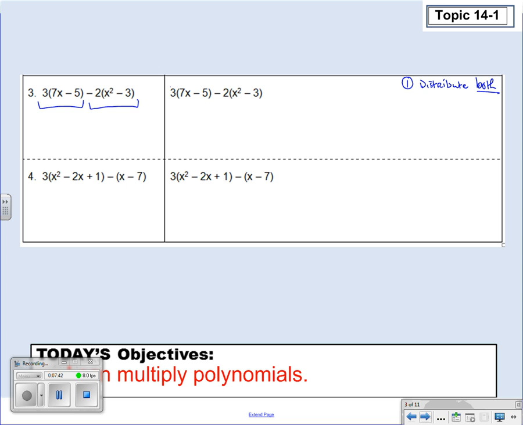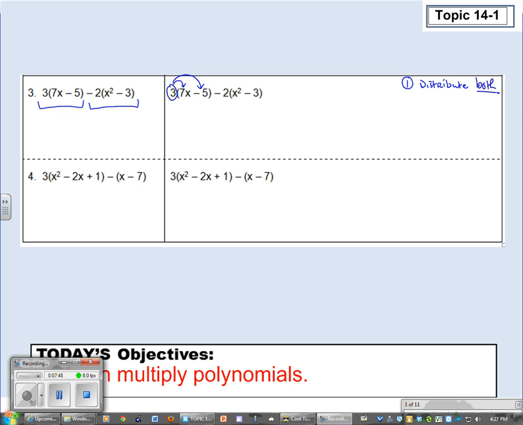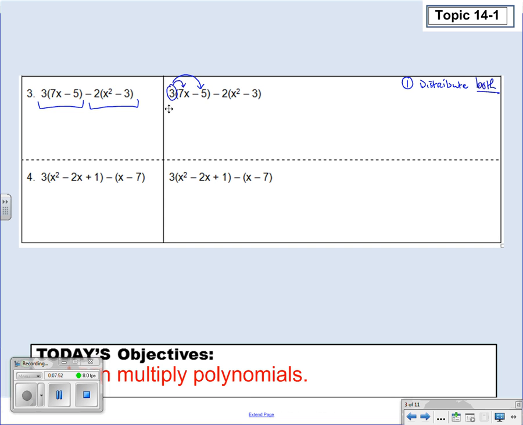So let's start with the first one. We'll take the 3 and distribute inside the 7x minus 5. When we distribute to the first one, we get 3 times a positive 7x. And then we have a positive 3 times, notice this is a negative 5.